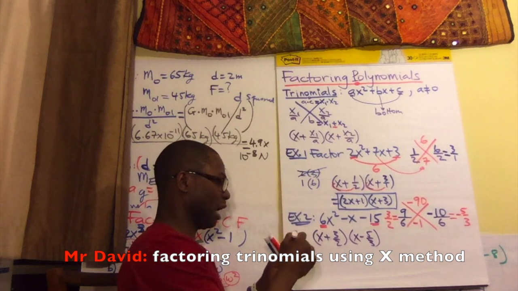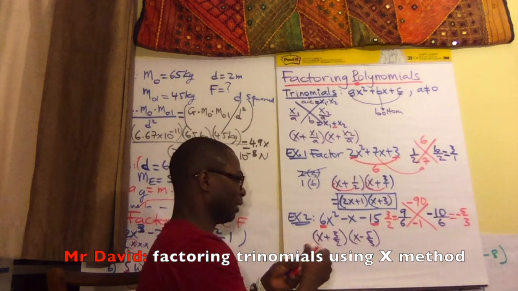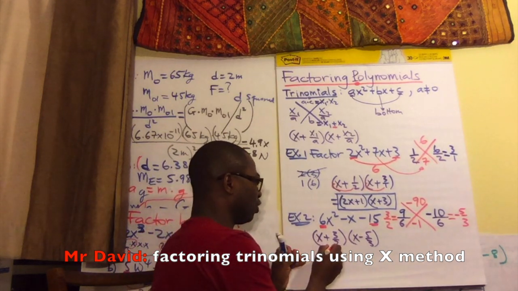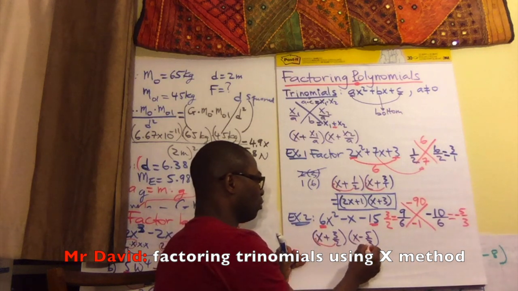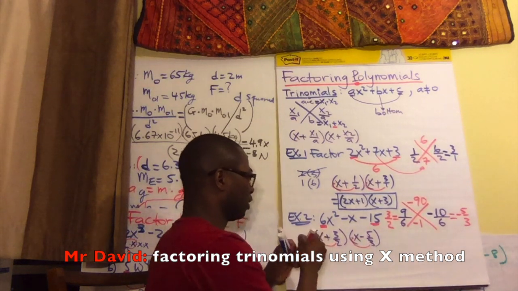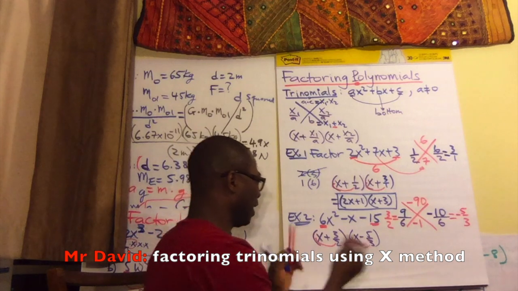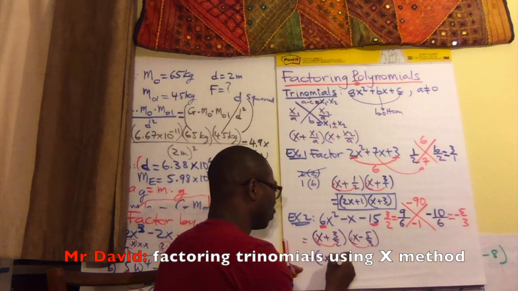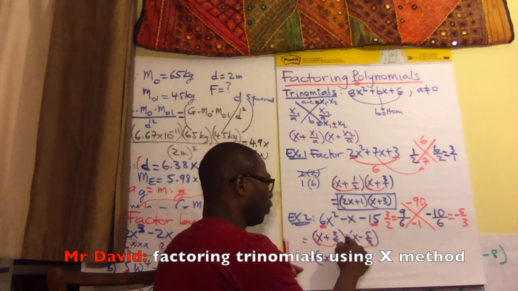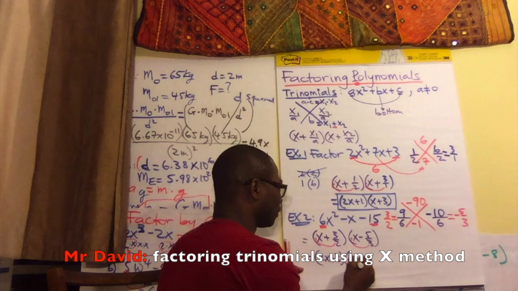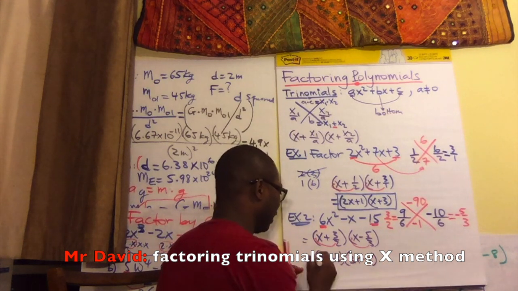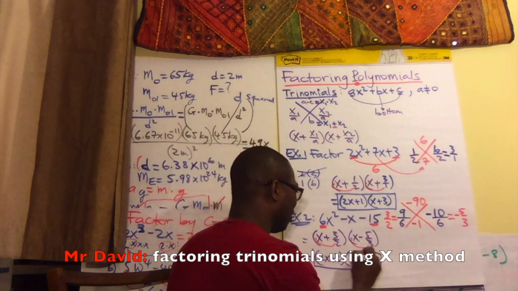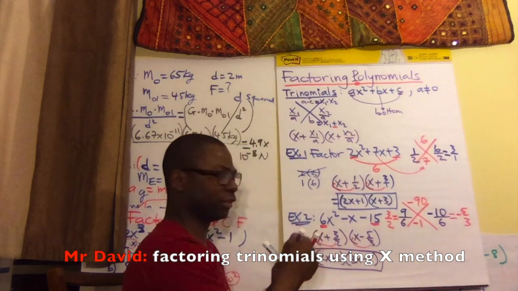Now we don't want to leave the fraction like that, right? We want to move the denominator to the front. Move it to the front. So your answer is now 2x plus 3 and 3x minus 5. And again, we got our answer and there's no fraction.